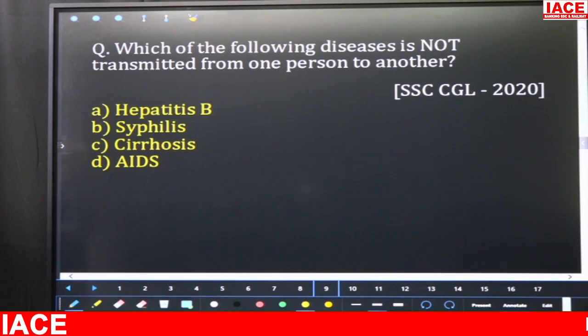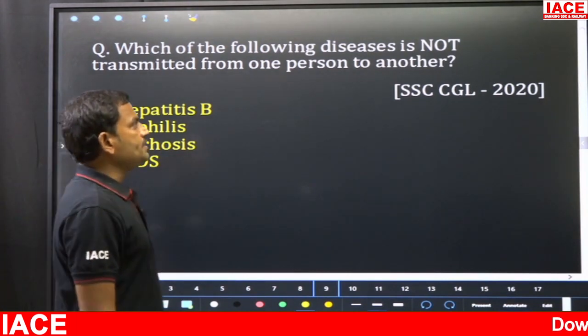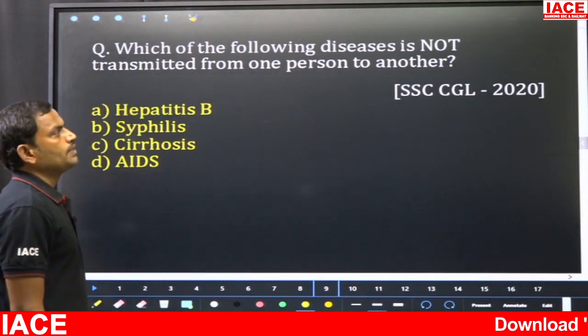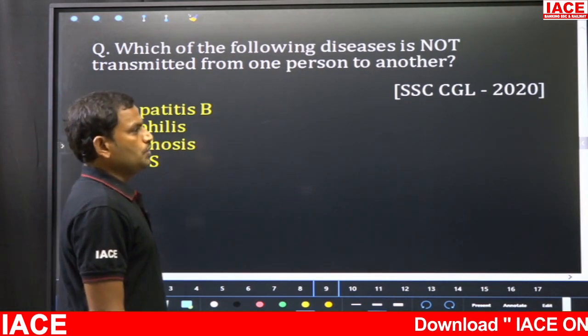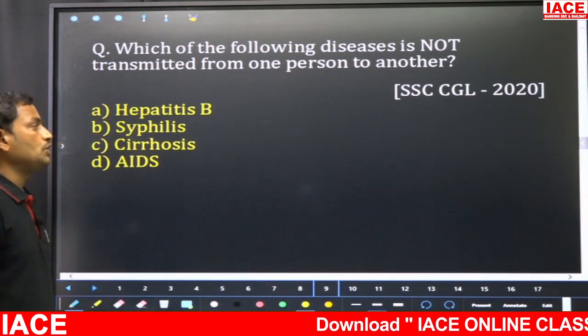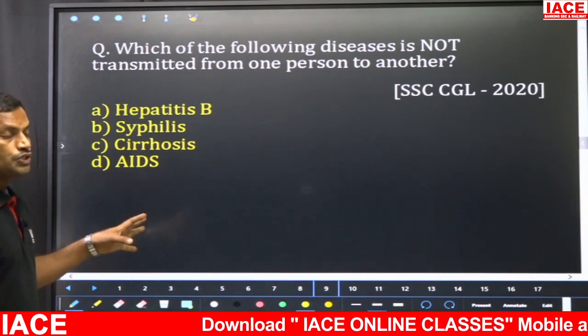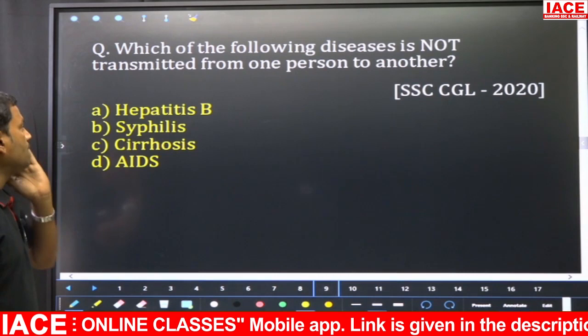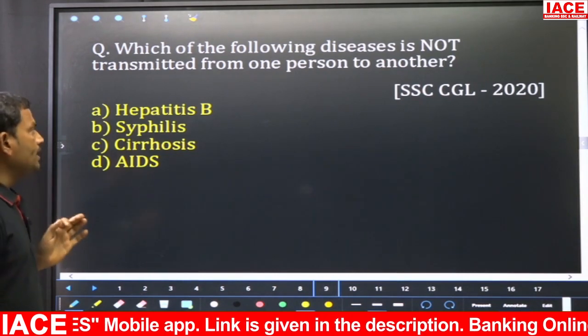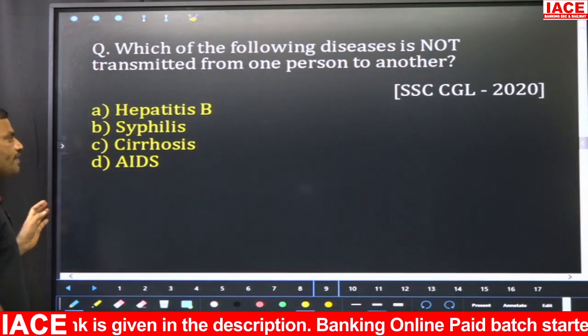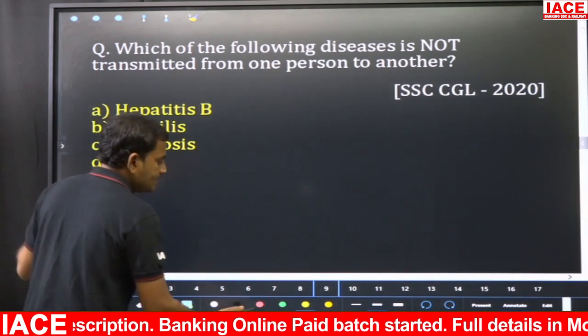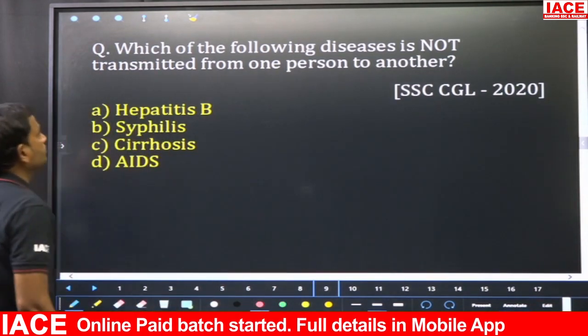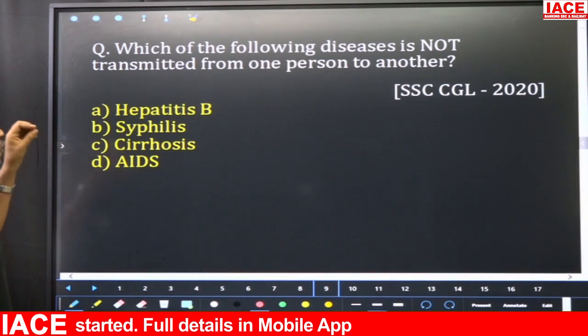So the timer is off. Which of the following disease is not transmitted from one person to another person? So this question was asked in SSC CGL 2020. These kinds of questions are very common in SSC examination, right? Now the options: hepatitis B is the first option, option B syphilis, option C cirrhosis, option D AIDS. Here the question is which disease is not transmitted.